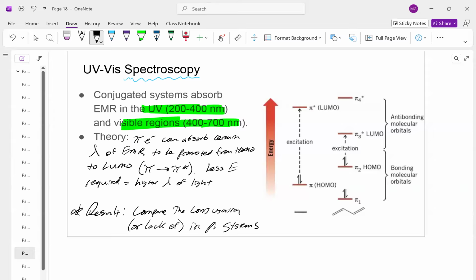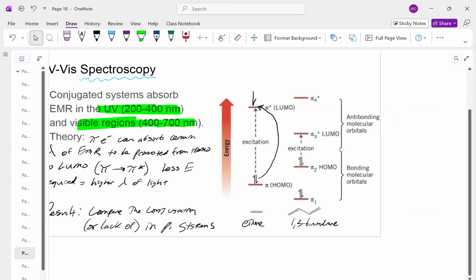So for example, let's compare ethene to 1,3-butadiene. Now, ethene is not a conjugated system. 1,3-butadiene is. So when ethene is exposed to EMR, it requires a certain amount of energy to promote that electron up to the LUMO. Now, I want you to note, this is kind of relative, but note the large gap between the HOMO and the LUMO.